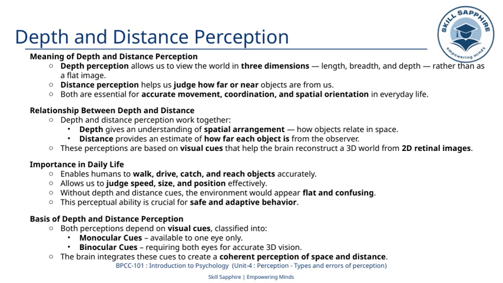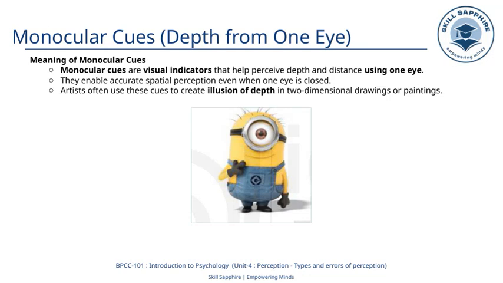navigate our environment effectively. Now, let's talk about monocular cues, which are visual indicators that help us perceive depth and distance using just one eye. These cues are quite fascinating because they allow us to judge how far or close objects are, even when one eye is closed or unavailable. This is especially useful in everyday life, as well as in activities like art. In fact, many artists use monocular cues intentionally to create the illusion of depth in their 2-dimensional drawings or paintings. So, even on a flat surface, they can make images appear 3-dimensional and realistic by leveraging our brain's ability to interpret these visual hints. Understanding these cues helps us see how our perception of the world is constructed and how it can sometimes be tricked or enhanced.